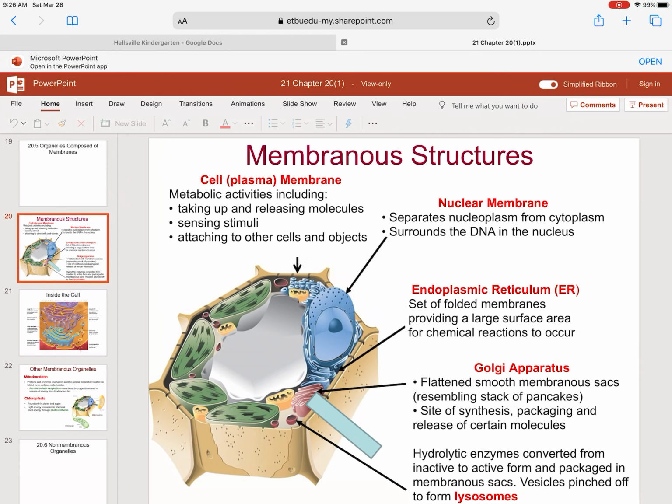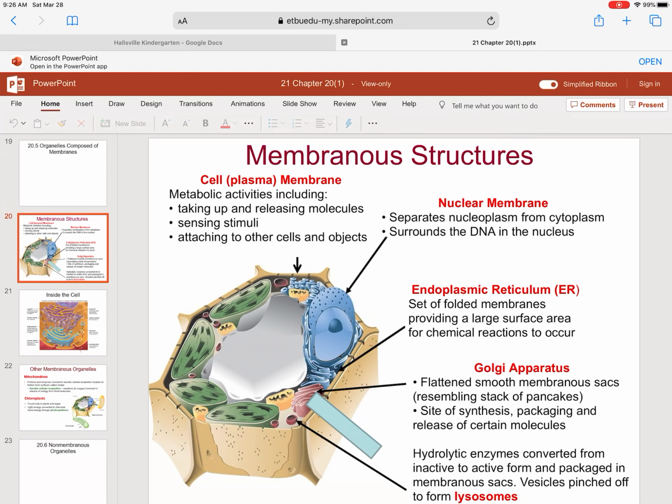The nuclear membrane is another one to know. This is the outer membrane of the nucleus. It surrounds the DNA, protects it, also separates the nucleoplasm from the cytoplasm. You don't need to worry about the endoplasmic reticulum, the ER, and you don't need to know about the Golgi apparatus. What you do need to know about are the lysosomes.